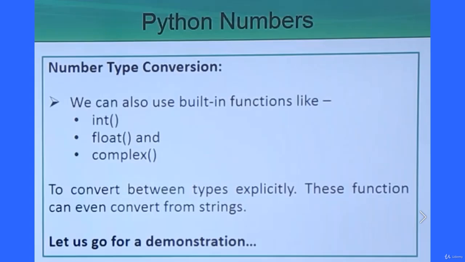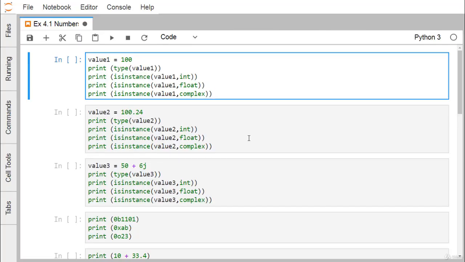So let us go for one demonstration where we will discuss how these numbers can be operated, handled, and typecast in our Python coding. Numbers in Python can have mainly three different data types. The first one is the integer. Here you see value1 is equal to 100. So this 100 is of type integer.